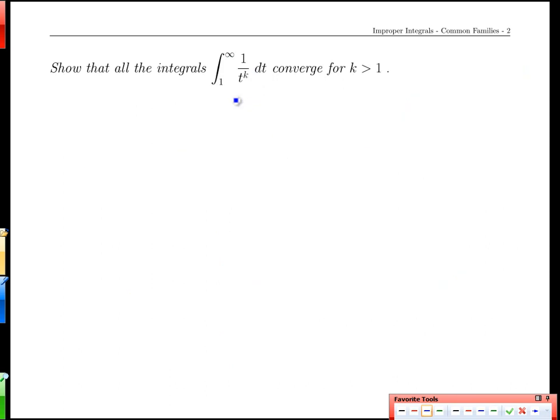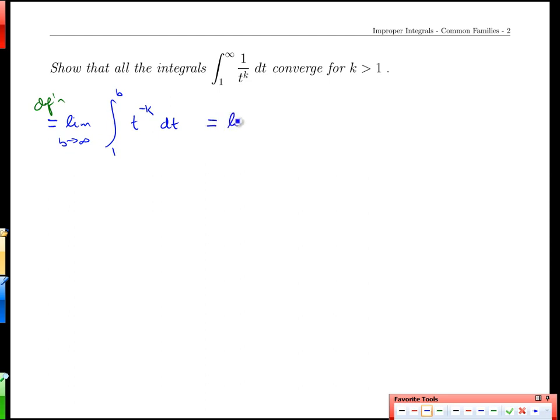Okay, let's take a look at a slightly more interesting and varied example, powers of t. Same idea, we're going to look for what values of the power in t to the k will lead to convergence or divergence. And of course, we're going to start with our definition. We're going to let the upper limit be a number, and we're going to let that number go to infinity later. And I'm going to rewrite this as t to the negative k, because that'll make it easier to integrate.